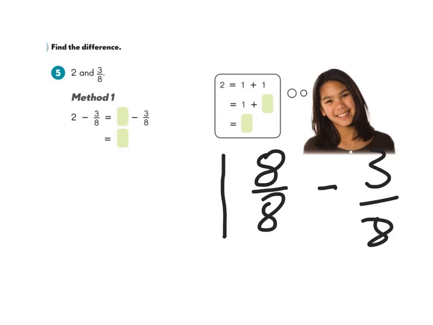So we have a mixed number minus a fraction. We can subtract the 2 fractions. We can subtract 8/8 minus 3/8. Well, 8/8 minus 3/8 equals 5/8, and then we still have our 1 whole. So 1 and 5/8.